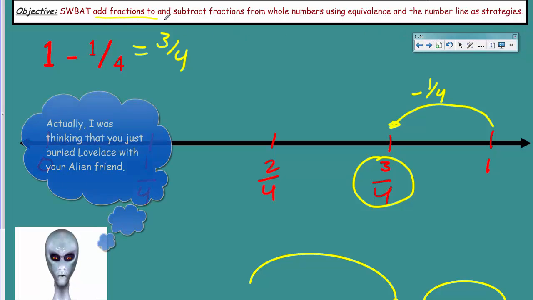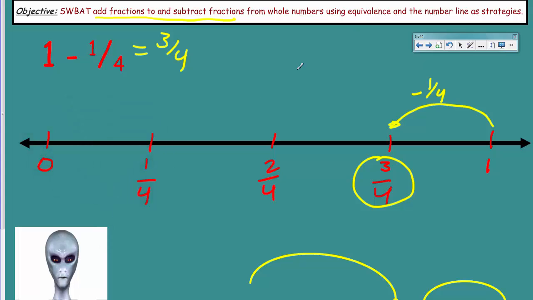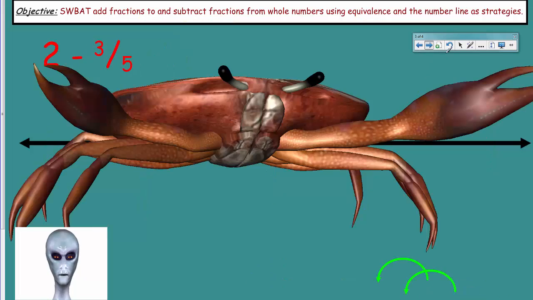See, what were we doing? We've been adding fractions to and from whole numbers, okay, using equivalence, and that's basically what we've done here with equivalence. Actually, the next problem is going to deal with this one a little bit more, and the number line as strategies. I think we have one more problem.